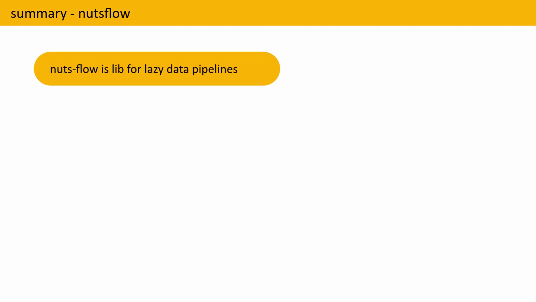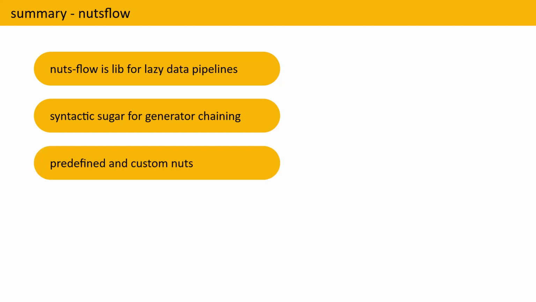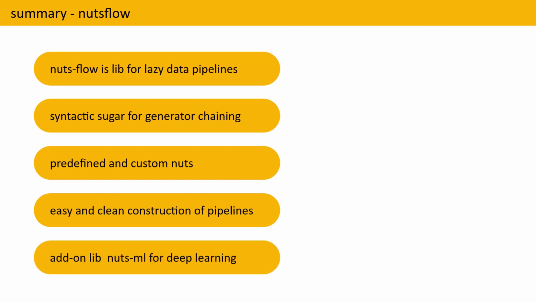To summarize, NutsFlow is a library to construct lazy data processing pipelines. It is essentially syntactic sugar to make chains of iterators and generators more readable. There are many predefined pipeline functions, so-called nuts, but it's easy to create your own custom nuts. NutsFlow makes the construction of lazy data processing pipelines easier and usually results in more modular, cleaner code. There is an add-on library NutsML that adds nuts specific for image processing and deep learning. You will find the links in the description.